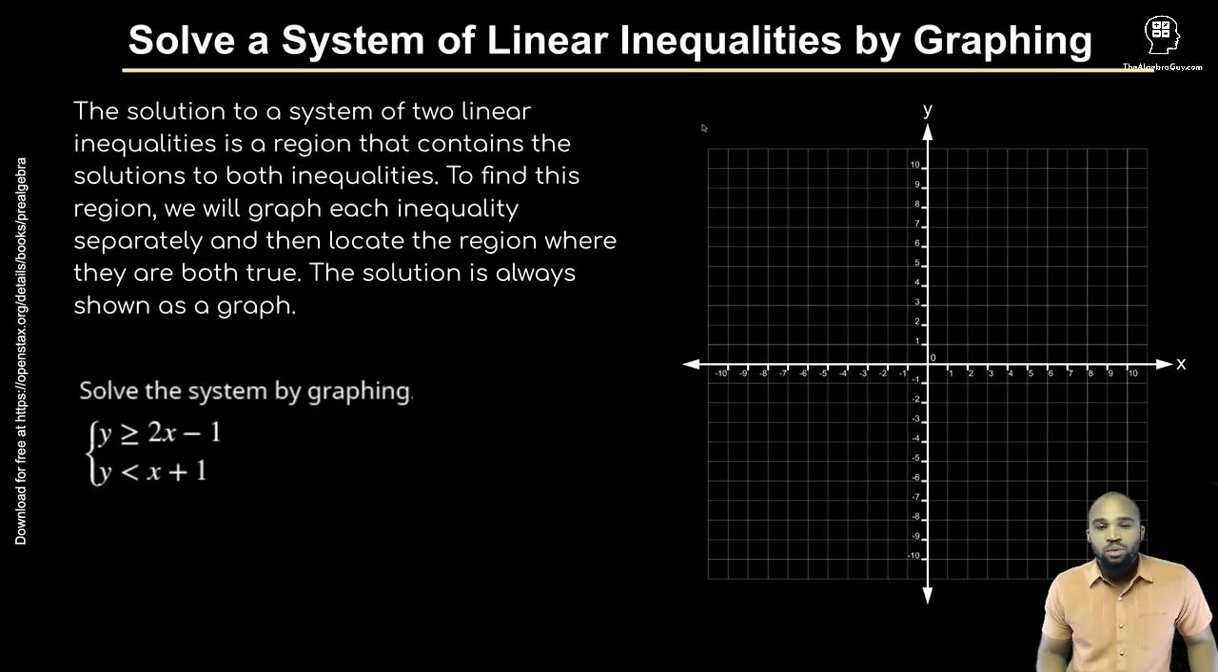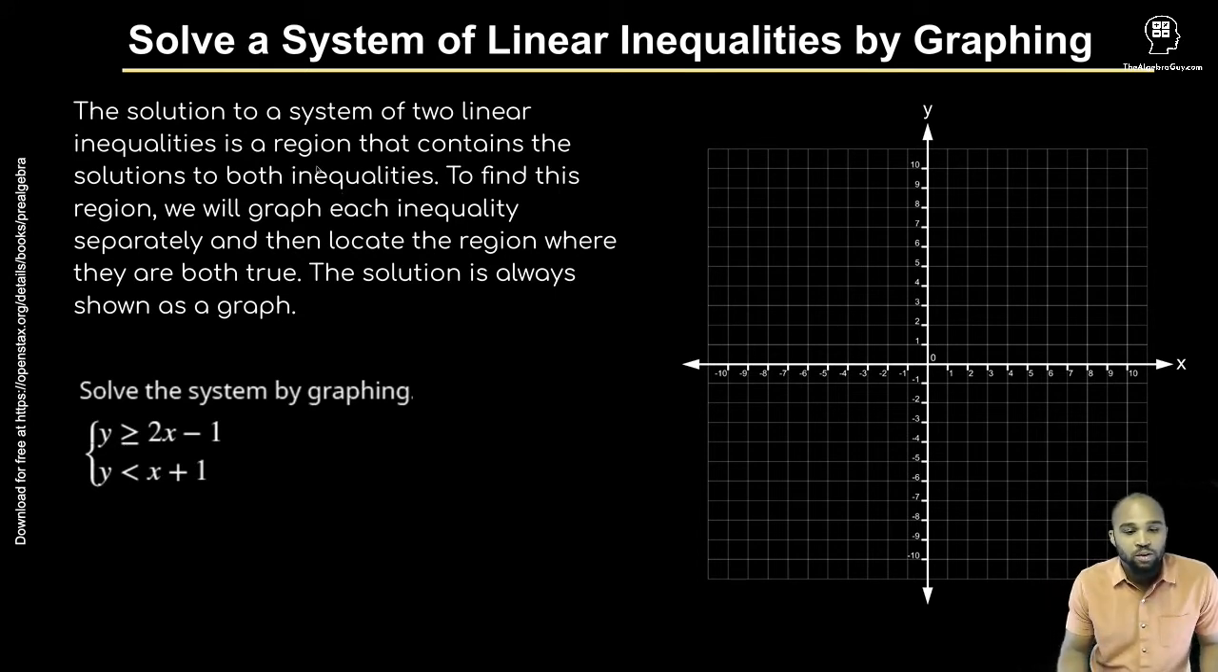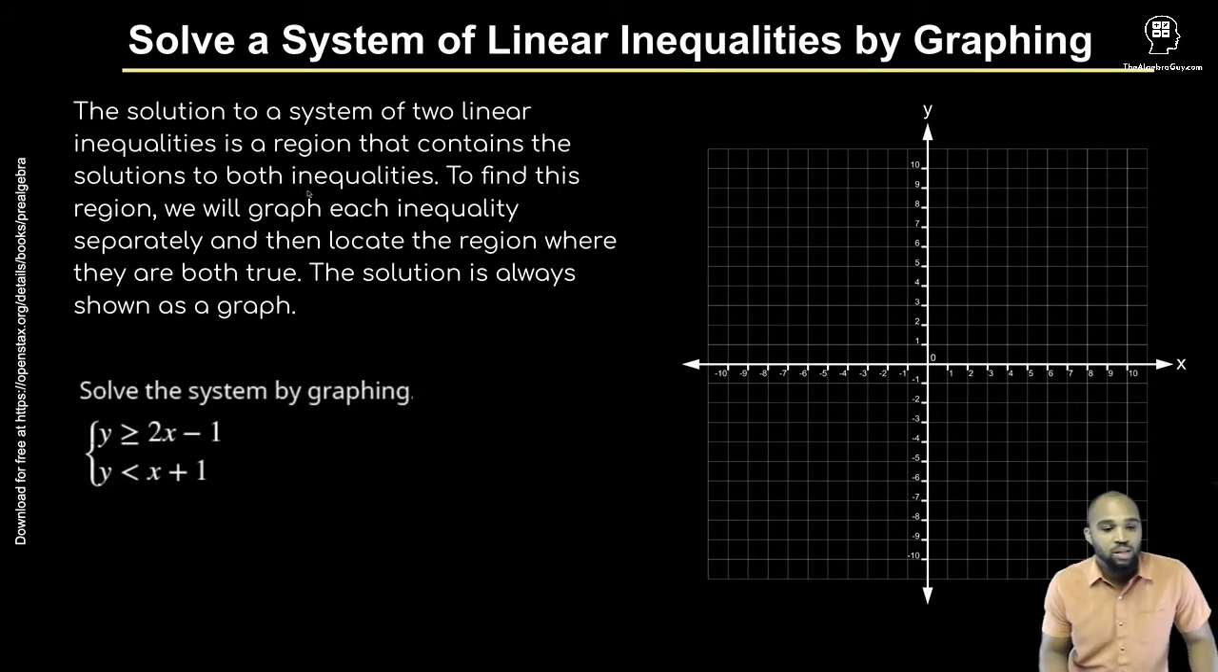So let's solve systems of inequalities by graphing. How could I find the solutions by graphing? The solution to a system of two linear inequalities is a region that contains the solutions to both inequalities, found by finding where they overlap. So let's first graph each inequality.